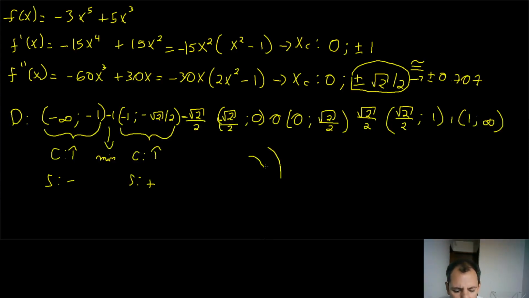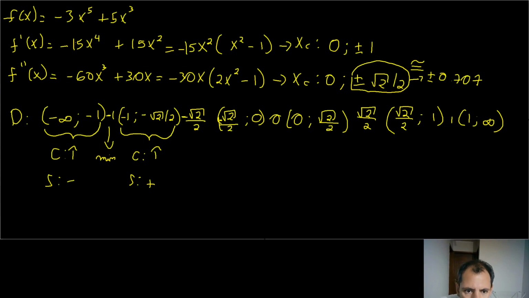I don't know, that doesn't sound right to me. Let's see what happens here. Okay, so you got minus 0.707 and 0 here. You need a number here, like minus 0.5. So minus half is going to be within this domain here. Okay, so let's put minus half.